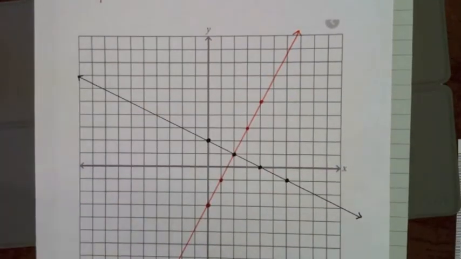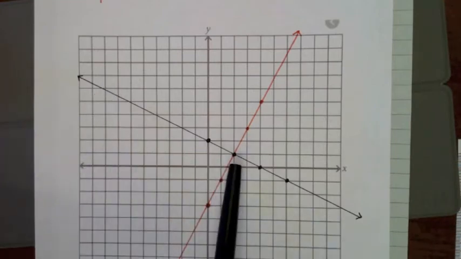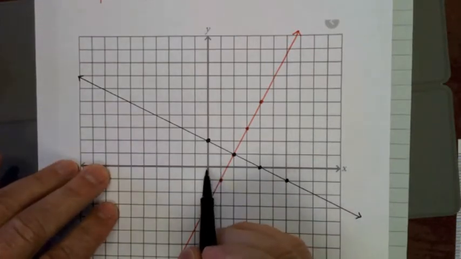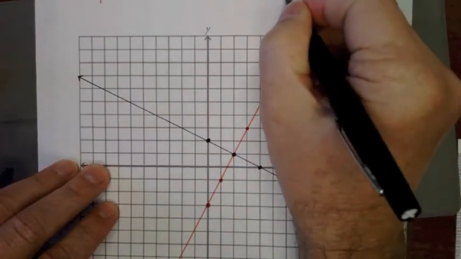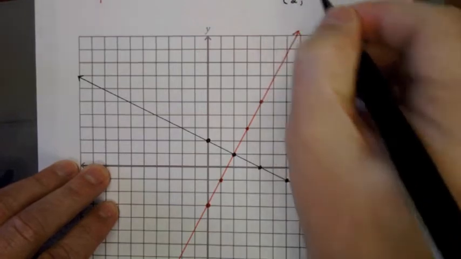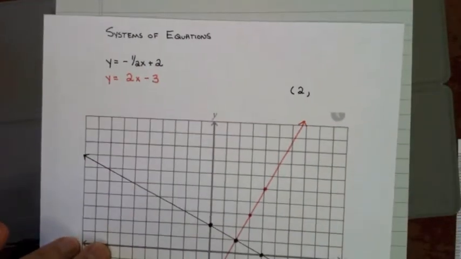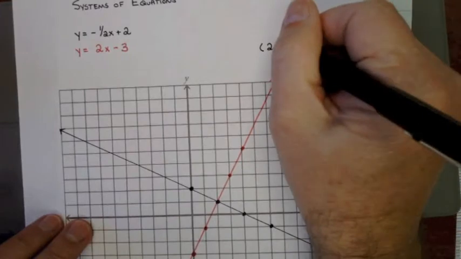Now when I draw both of these lines on the exact same graph, look what happens. The red line and the black line intersect at one point. In fact, I can write down the coordinates for that point. The coordinates for that point, 2, 1. The x-coordinate is 2. Remember to use parentheses. The x-coordinate is 2. And the y-coordinate is 1.